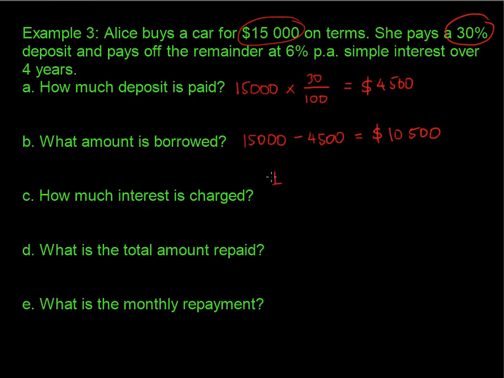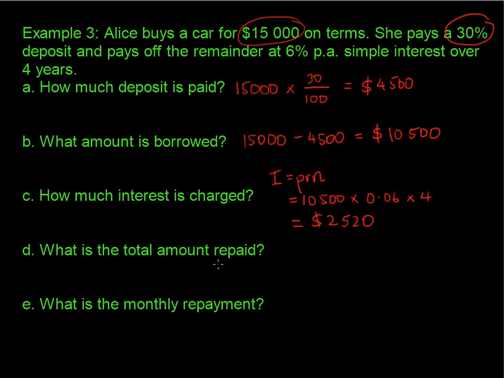The next part, how much interest is charged? Well, we use I equals PRN. The principal, the amount she borrows, is $10,500. The rate is 6%, so 0.06 per annum, and the number of years is 4. We can work out how much interest she pays, and we figure that out to be $2,520.